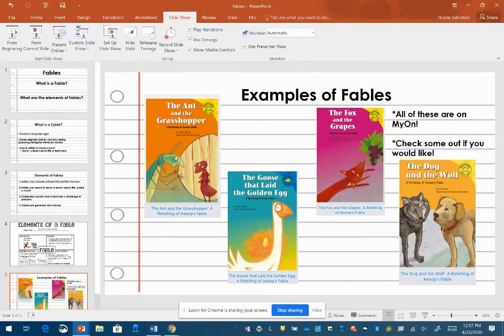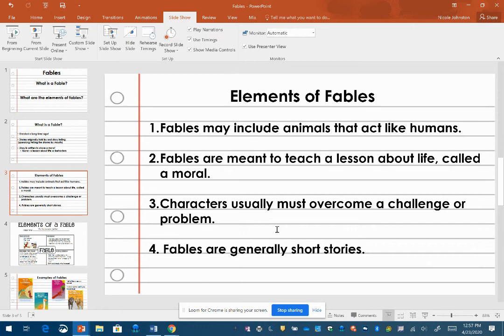But be sure that when you are writing your fable, you are most importantly focusing on these four elements, including that animal, thinking of what lesson you're trying to teach, trying to figure out what the characters in the story are going to overcome, what issue or problem they're going to face, and then keep it short. All right? If you have any questions, let me know.